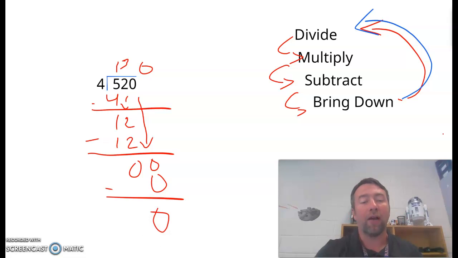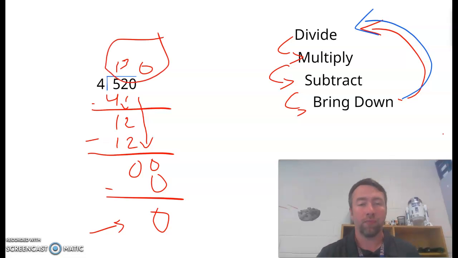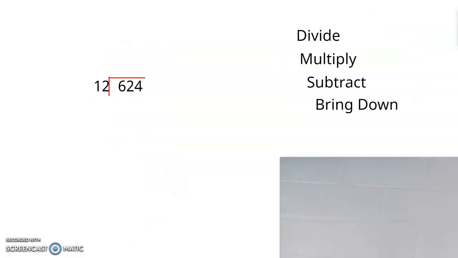And there's nothing left to bring down. There's a 0 at the bottom. So our answer is 130. 130 is the quotient. Now we have a new problem. This time I have a 2-digit divisor. So I'm taking 12 into 624.